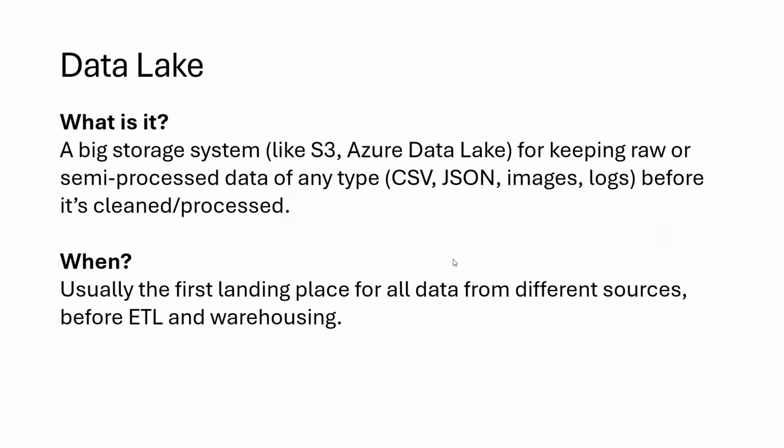So I'll put it in a simple way: raw data is data which you have not processed. It's in any format. It can be CSV, images, JSON, logs, and so on, which you have not cleaned up or done any kind of processing on, so that is called raw data. The system where you store this data is called a data lake.